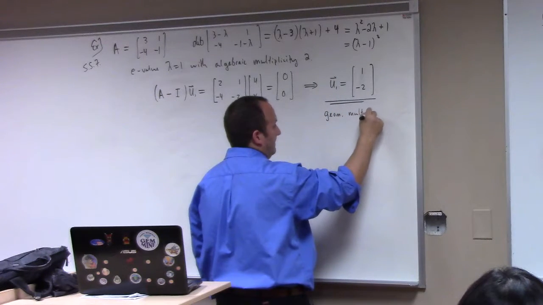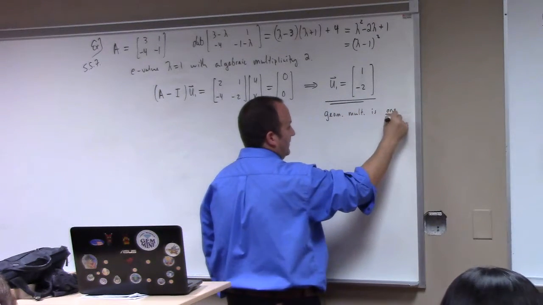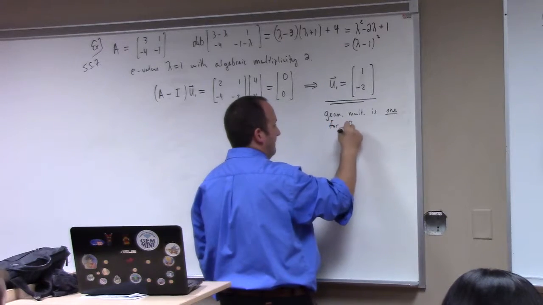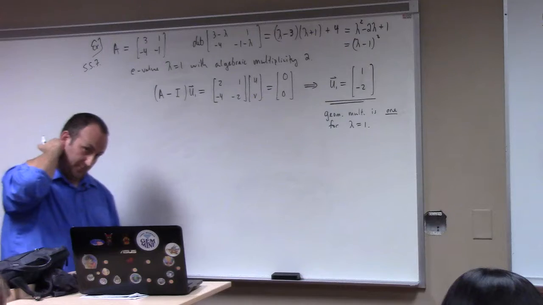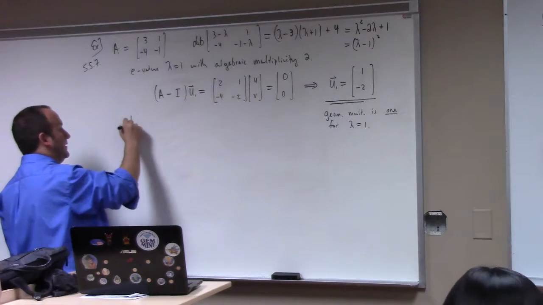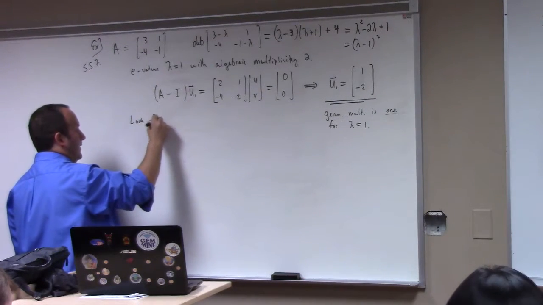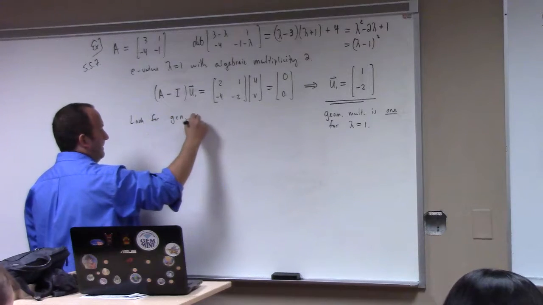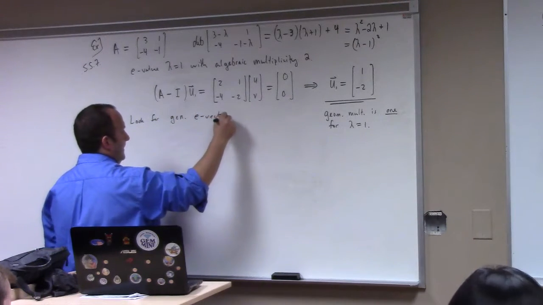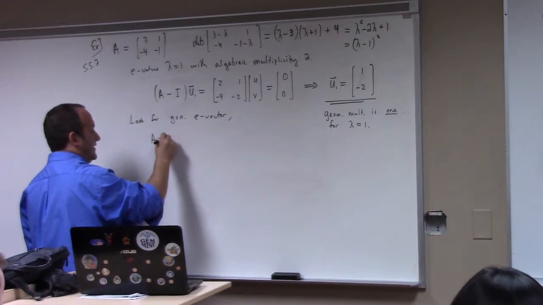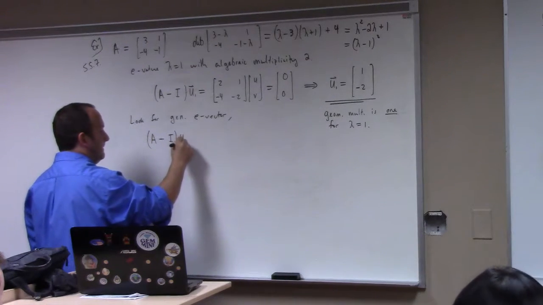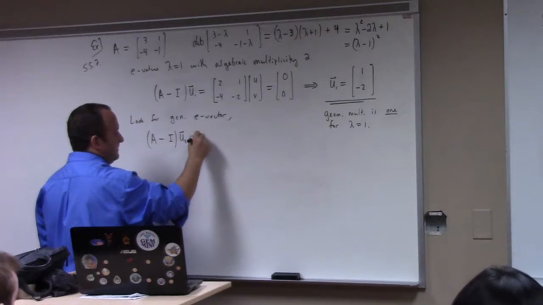what is it? 1 for lambda equals 1, right? There's just one eigenvector. So what we're going to do is look for a generalized eigenvector, and we're going to solve the chain equation, (A minus I) u2 equals u1.